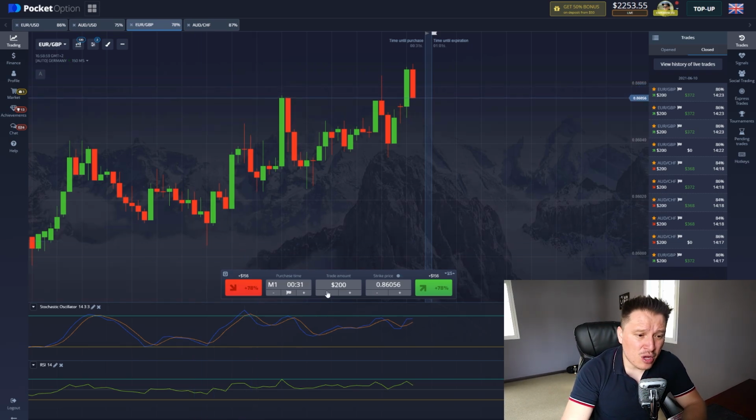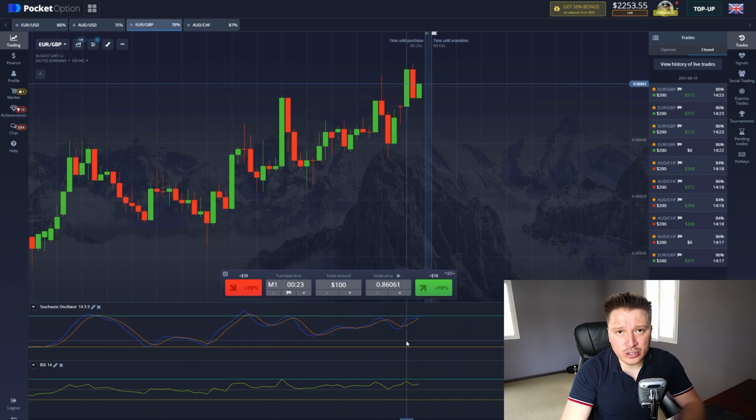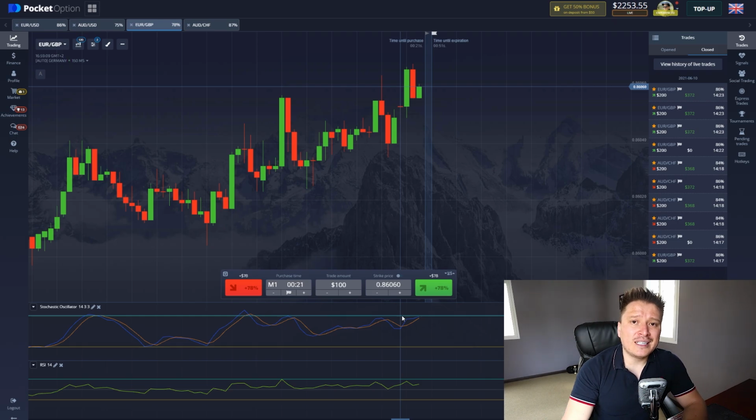It's pretty simple. All you need to do is enter a trade whenever you see that the market is overbought or oversold, and you enter for the opposite direction. For instance, if you see an overbought market, then you enter for a put position. And if you see an oversold market, then you enter for a call position of 1 minute.